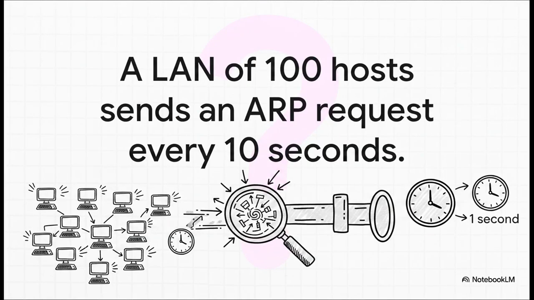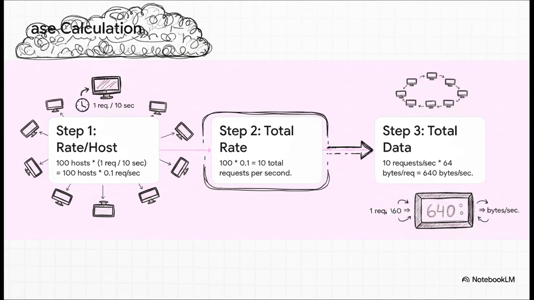Okay, detective, time to break out the calculator. This is a real-world question about network performance. Imagine you have a local network, a LAN, with 100 computers on it. If every single one of those computers sends out an ARP request once every 10 seconds, how much total traffic is that generating on your network every single second? Let's solve this case one step at a time.